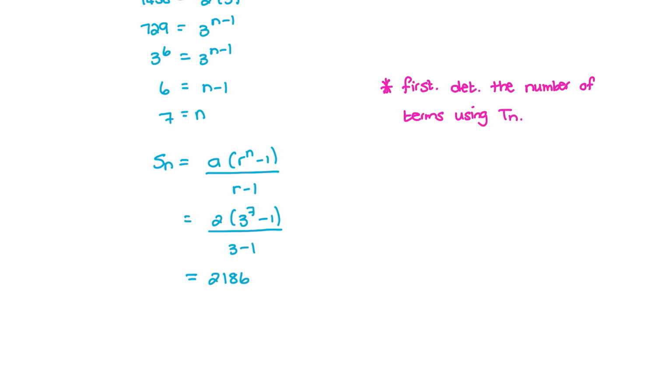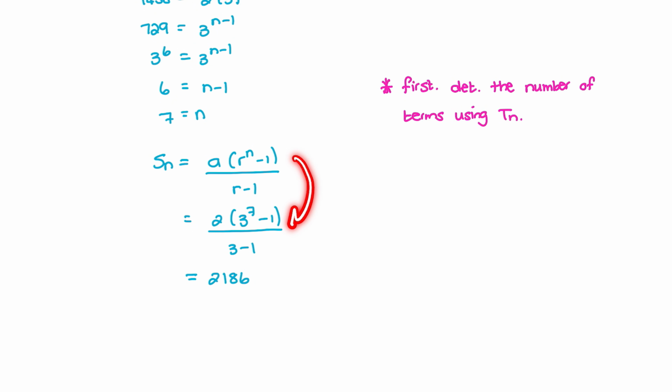And we use the geometric series equation because we have a constant ratio between terms. We have the a value as 2, the ratio as 3, and remember we substitute the ratio at 2 places, and we have found the number of terms to be 7.